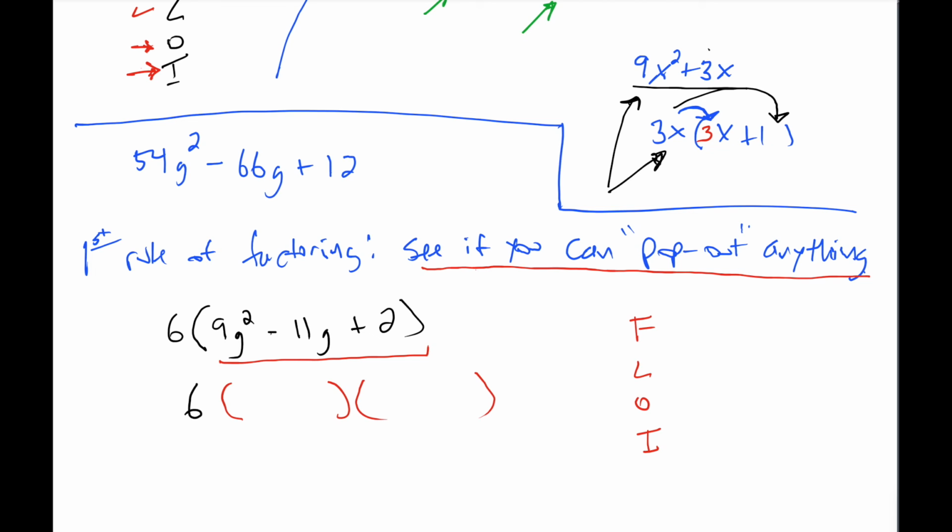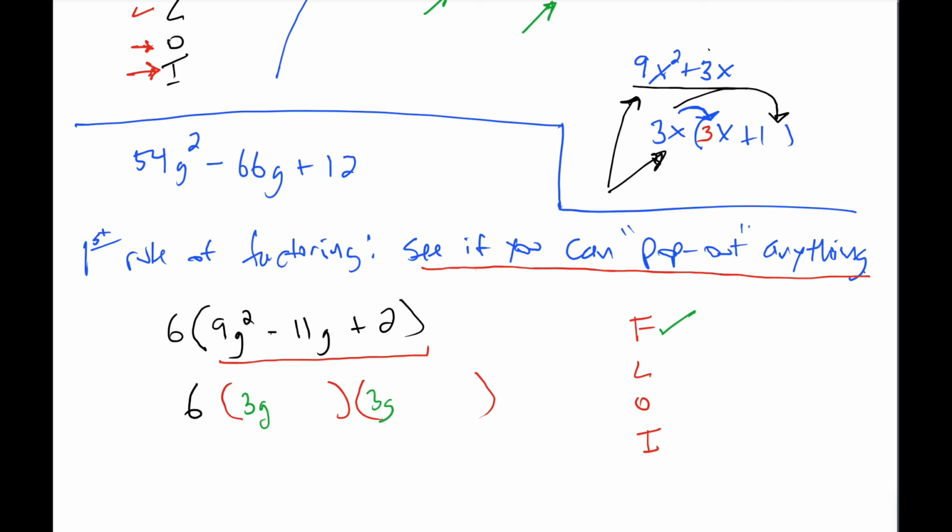We want to put something here and something here. So what times what gives us 9g squared? 3g times what? All right, so we got that. So that's taken care of for now.